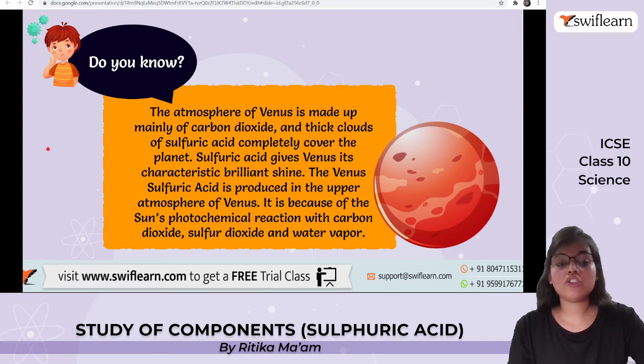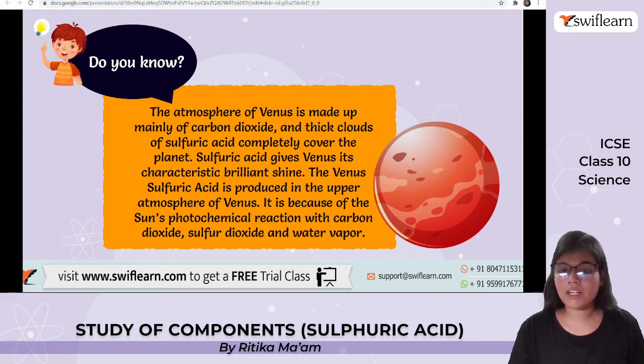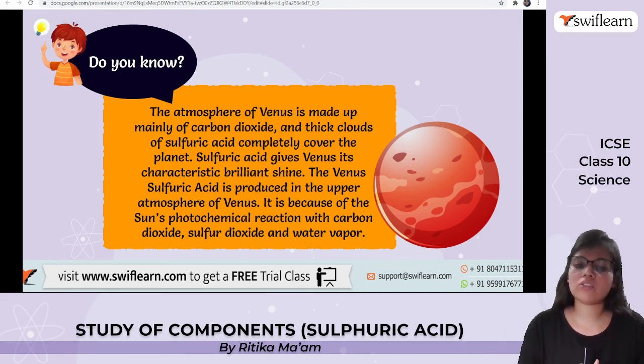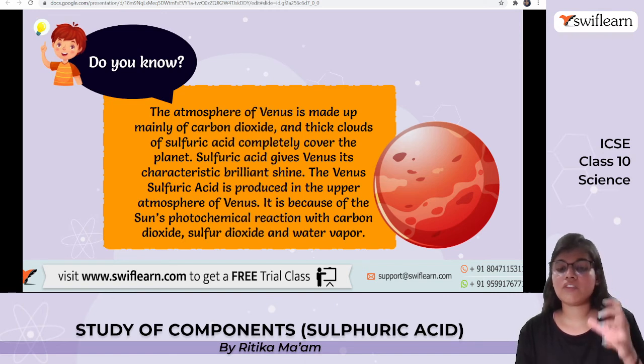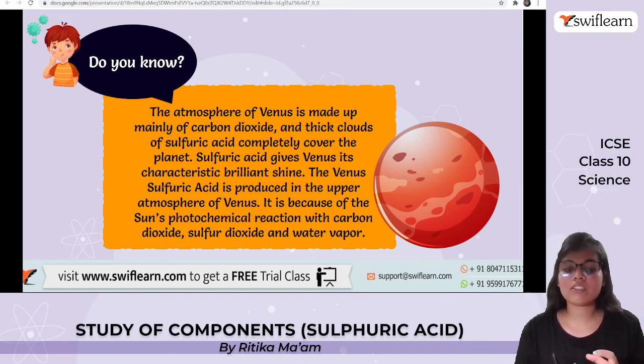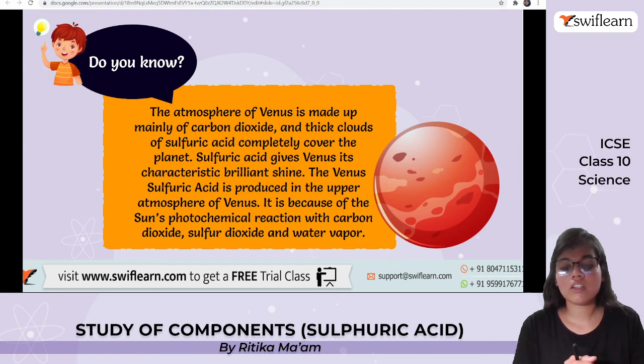Now, a did you know fact: the atmosphere of Venus is made up of carbon dioxide and very thick clouds of sulfuric acid. Because of the sulfuric acid, Venus is a shining planet. The sulfuric acid on Venus is produced in the upper atmosphere because of the photochemical reaction with the sun, with carbon dioxide and sulfur dioxide, producing water vapor. This is why it shines.